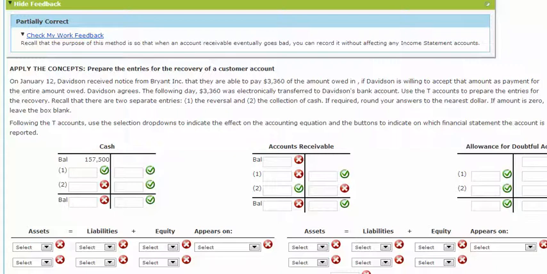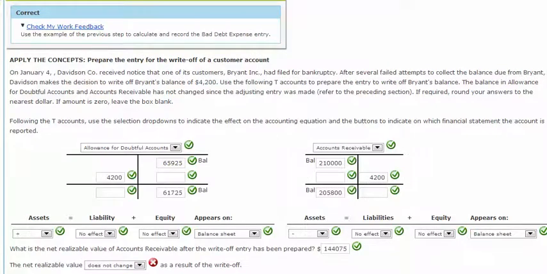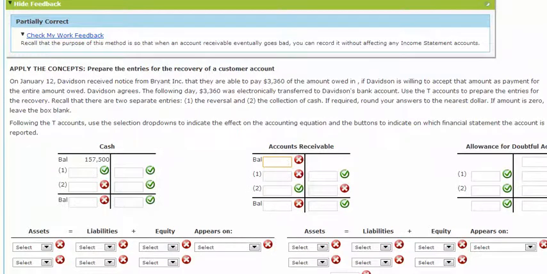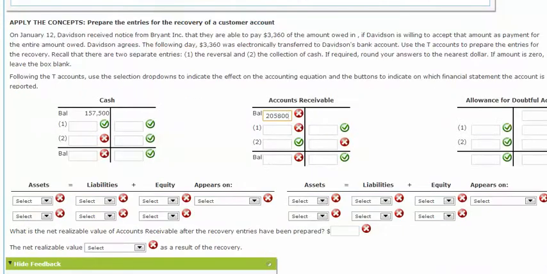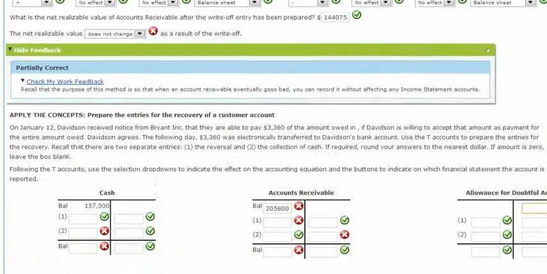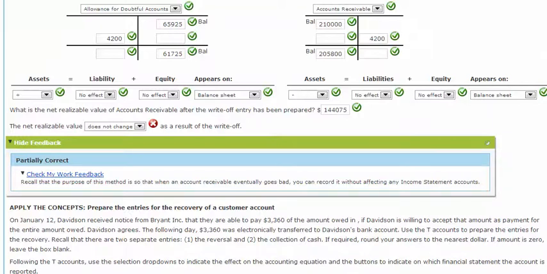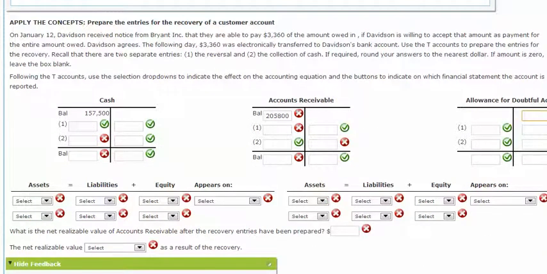Use the T accounts to prepare the entries to recover. Recall that there are two separate entries. One, we have to reverse the amount, and then we have to record the collection of cash. So, cash, in the first entry, no entry made. Accounts receivable, we had a balance of $205,800, and remember, I'm pulling that from the previous part of this problem. My allowance for doubtful accounts, let's go ahead and grab that balance, which was $61,725. So I'll put that in.